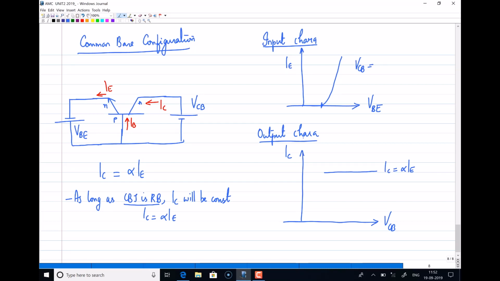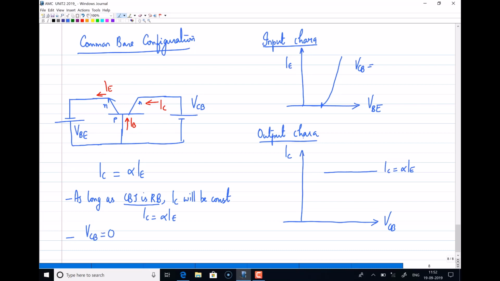Now when will this current change, or when does this collector current drop? That means if at all this junction turns forward bias, there is no high positive potential to attract the electrons, so the electrons will not cross the collector base junction and your collector current will actually drop to 0. So what is that point?